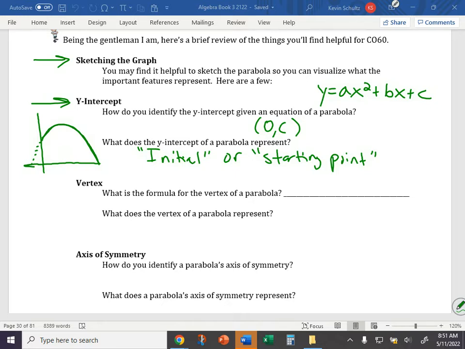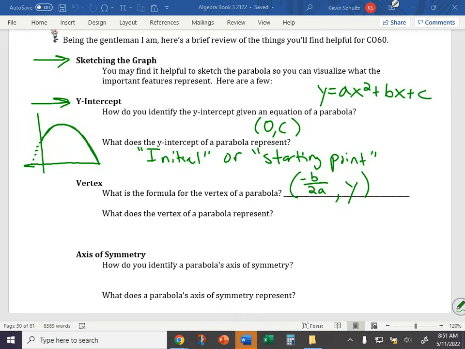Vertex, what is the formula for the vertex of a parabola? Back to PO54, formula for the vertex. Yeah, Joey. Negative b over 2a, that's your x value, and then you plug that in to find y. Right? Negative b over 2a gives you x, and then that gets plugged in to find y.